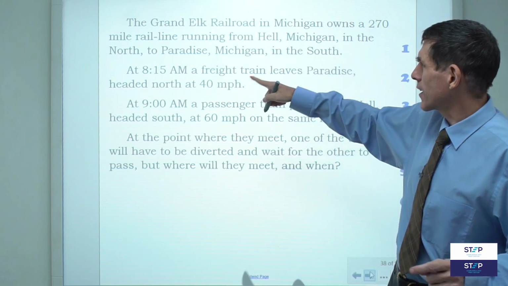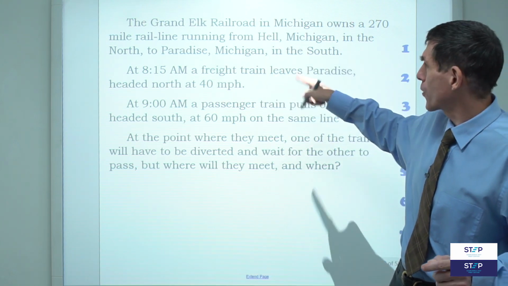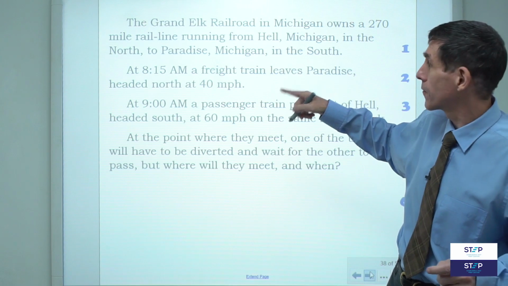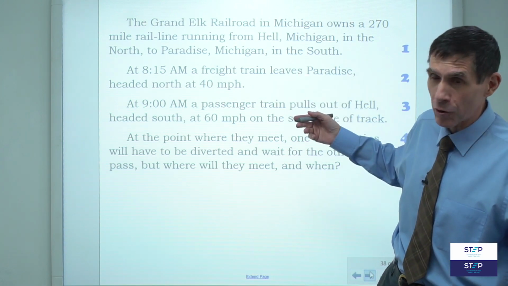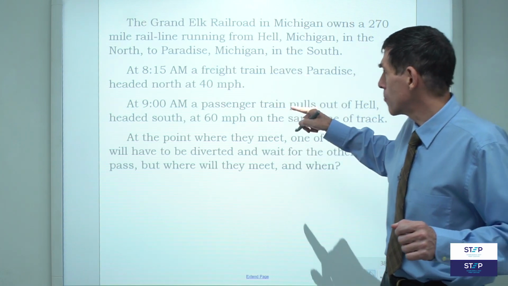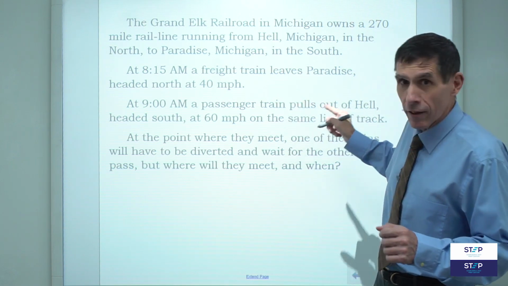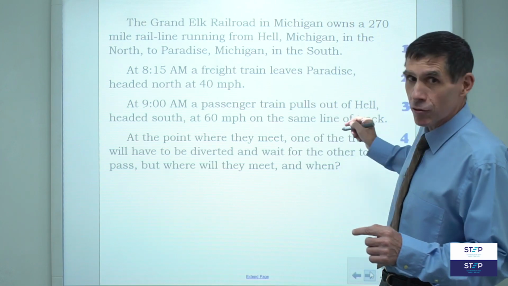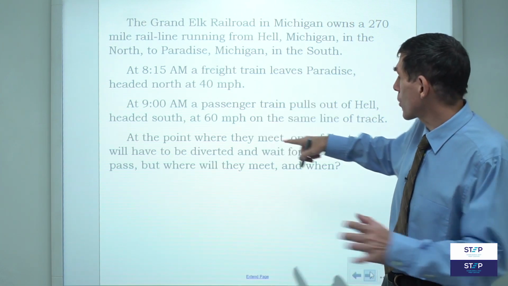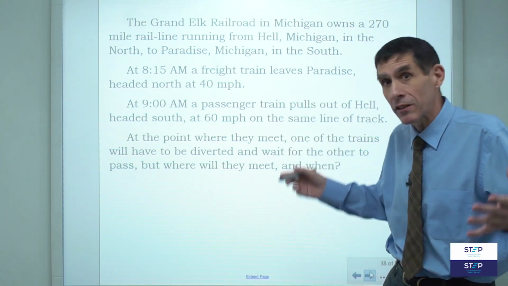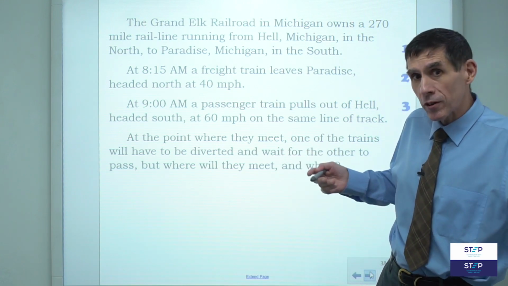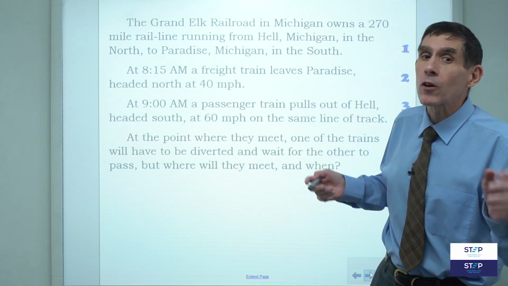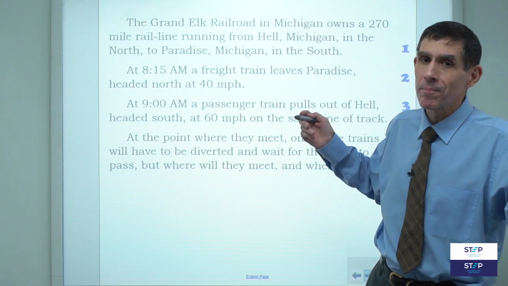And what do we got? At 8:15 a.m., a freight train leaves Paradise headed north at 40 miles an hour. So far, so good. At 9 a.m., a passenger train pulls out of Hell, headed south at 60 miles per hour on the same line of track. At the point where they meet, one of the trains will have to be diverted to make room for the other one to pass. But where will they meet and when?